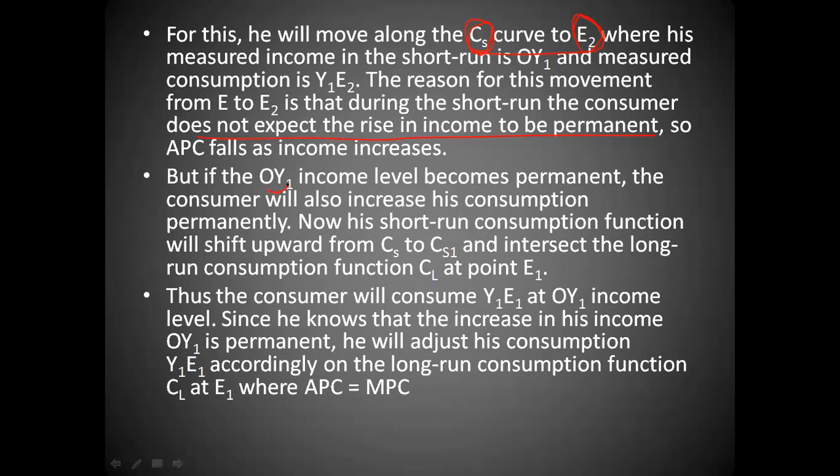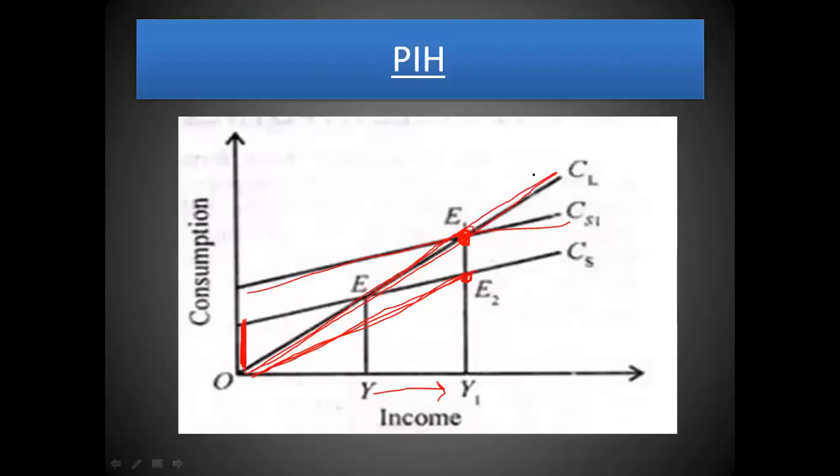But if the new income at OY that has changed is a permanent income, if it is the new permanent income, then in that case we will shift to a new point of consumption that will be on a new consumption function. Okay, we shifted to E1. So we can say the consumer will consume Y1 E1, meaning our consumption will change at the new income. And since you know that this increase in income is permanent, they will change their consumption to the new level where their APC will be equal to the MPC. So you can see the diagram here again.